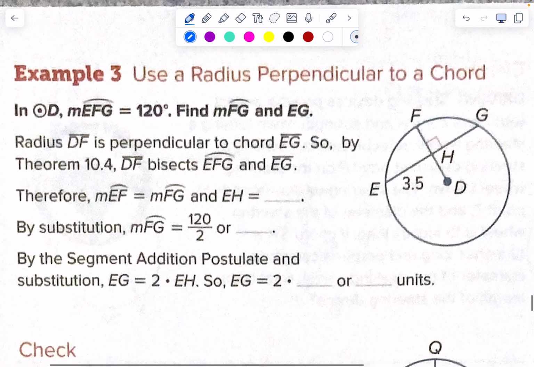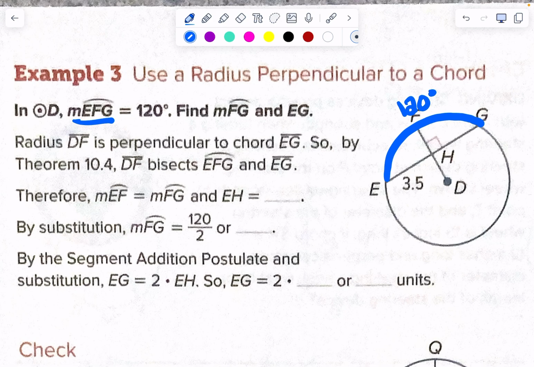Here we go. Information that we have. We have the measure of arc EFG. So this distance right here, or that measure, is 120 degrees. Find the measure of arc FG. FG is this, just this guy. Do you think it's 60 degrees? Is it half? I believe it. 60 degrees.